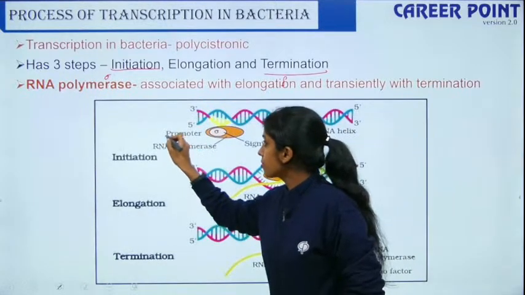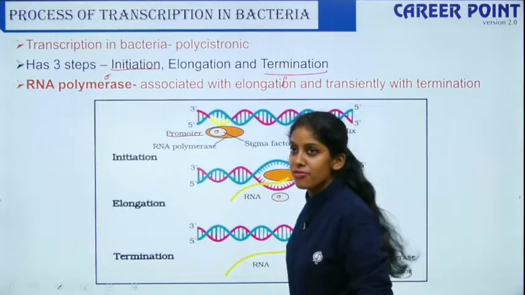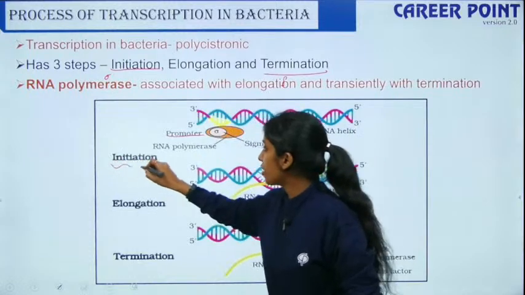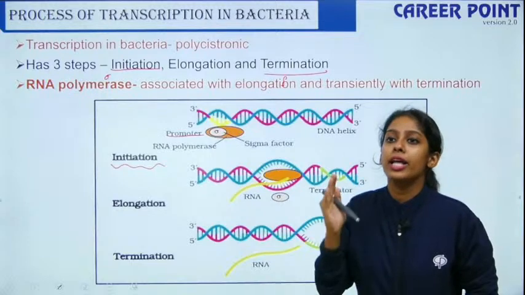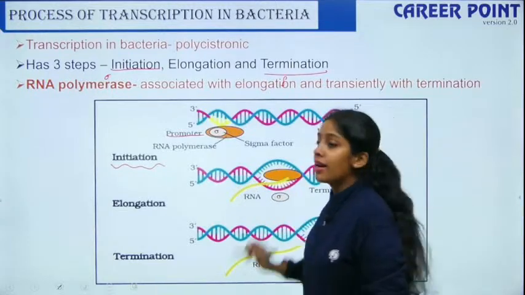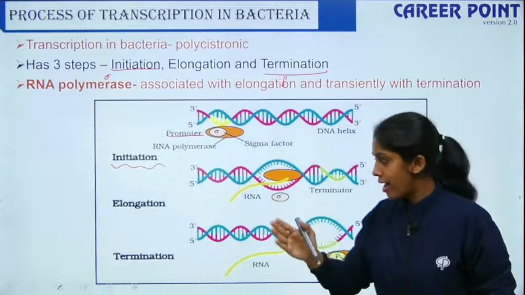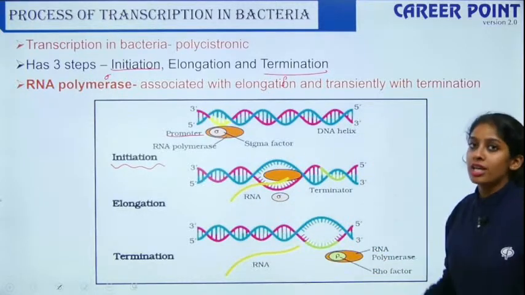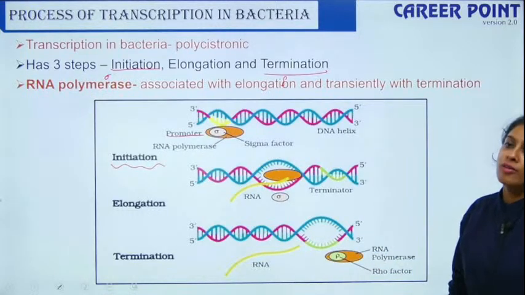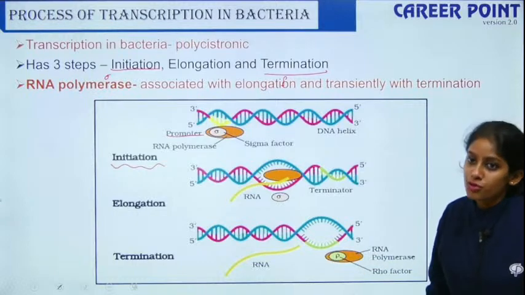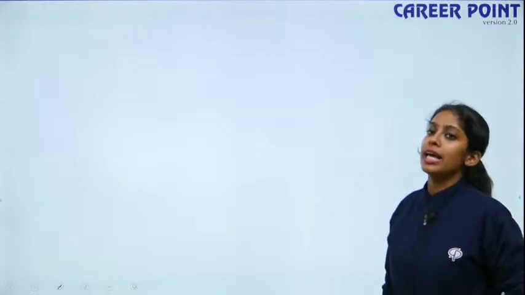See, the promoter sequence. I have my RNA polymerase, inside that I have a sigma factor. This is my first process, initiation. It will just bind to the promoter sequence. Once my RNA polymerase has bound, it leads to elongation, that is production of my mRNA. And finally, the rho factor will recognize the terminator and thus terminate the process of transcription. So this is the process of transcription in prokaryotes.